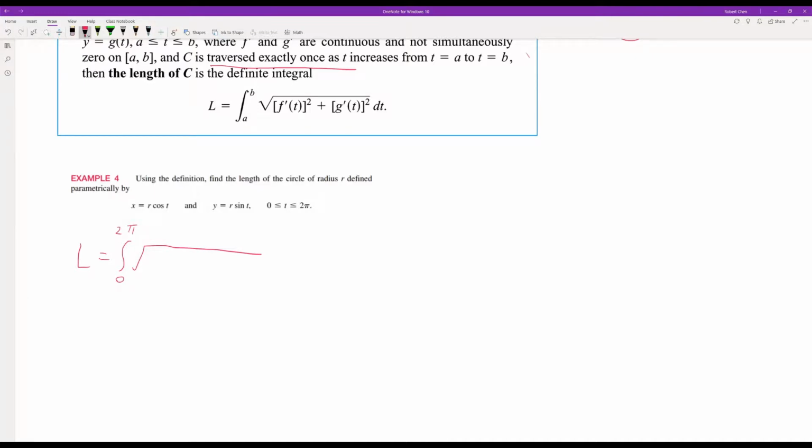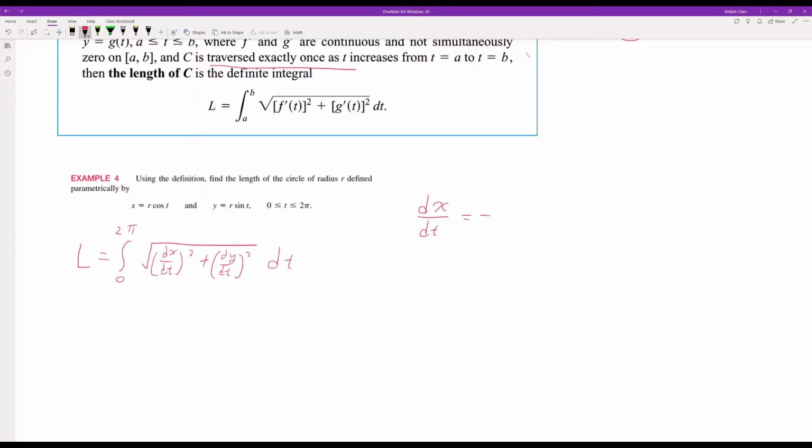Oops, square root. So f prime. f represents the parametric equation for x, so that will be dx/dt squared plus, and g prime will be dy/dt squared, and then dt. All right, so let's see. dx/dt, let's work it out on the side.